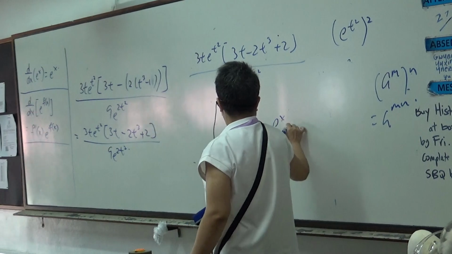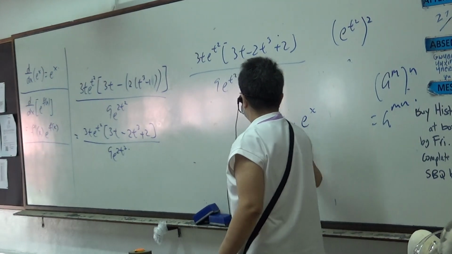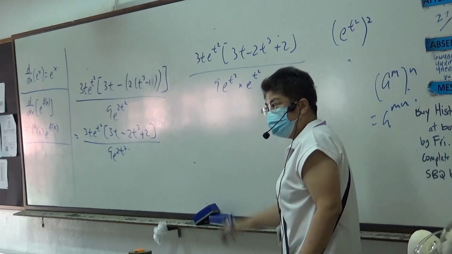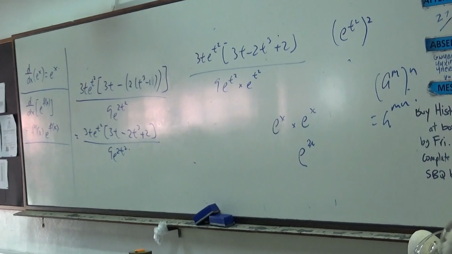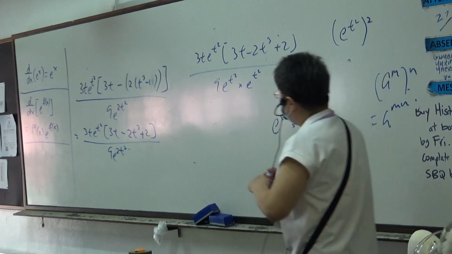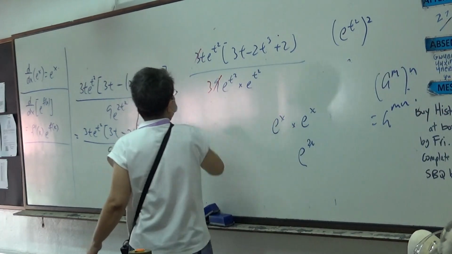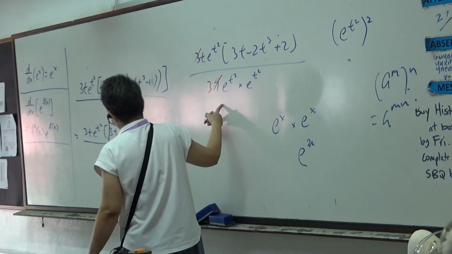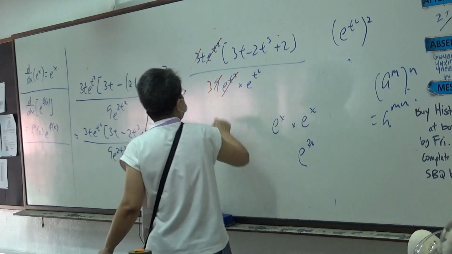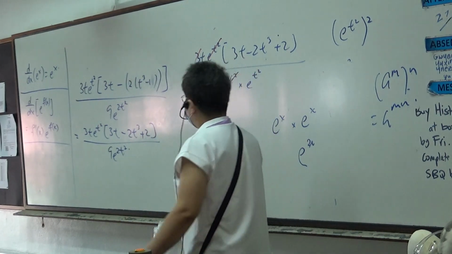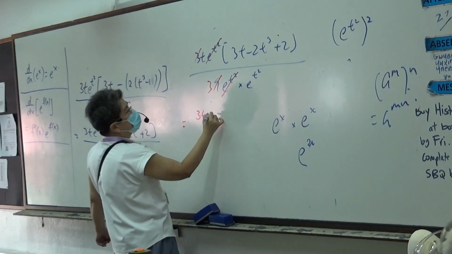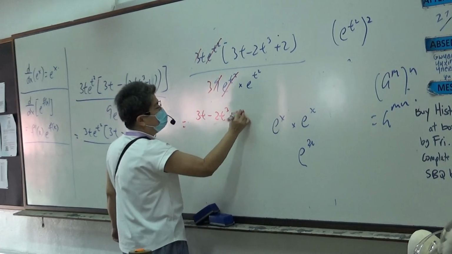Let's say you have e^x times e^x. What does it give you? E power 2x, right? X plus x, right? Okay? Alright, now I'm going to do the cancellation now. What goes off now? This is 3, right? Alright. T, is there a t below? There's no t below. So e^(t squared) goes off. Correct? So the final answer will become 3t minus 2t cubed plus 2.